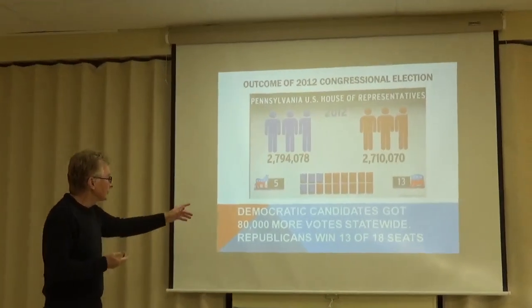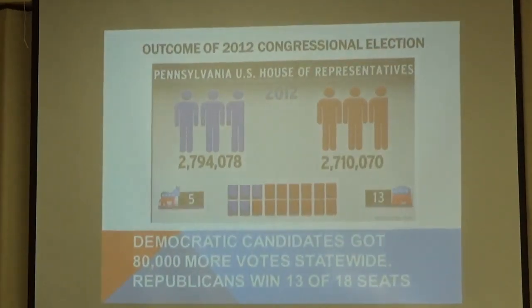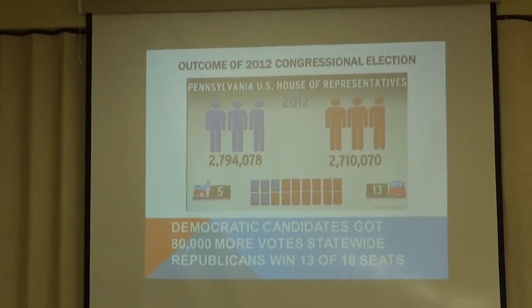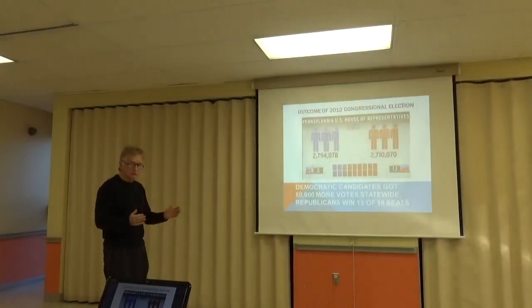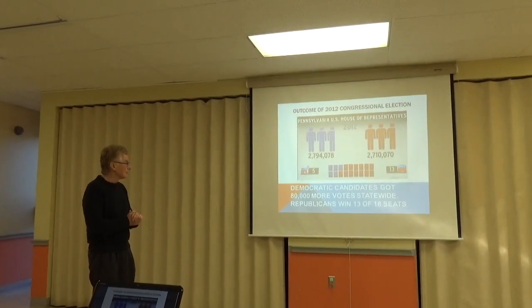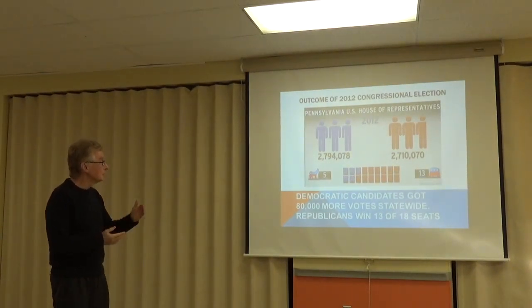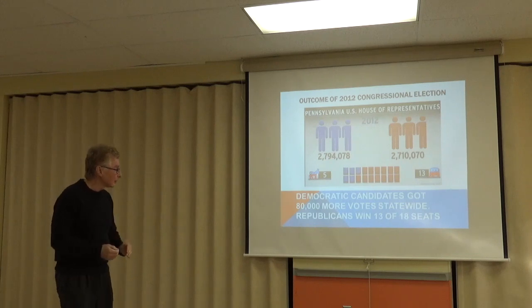Democrats got 5 seats, and the Republicans got 13 seats. So the Democrats won 51% of the votes, but they got 28% of the seats. Conversely, the Republicans won 51%, but they got 72% of the seats. That's called gerrymandering. And it was pretty much a permanent kind of a thing in the 2014 election and the 2016 election.